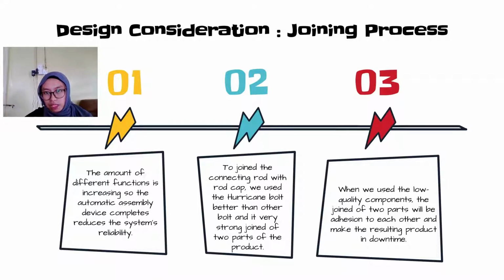For the design consideration of high quality components, to join the connecting rod with the rod cap, we use the hurricane bolt, which is better than other bolts and makes a very strong join of the two parts of the product. When we use low quality components, the join of the two parts will weaken each other and make the resulting product suffer downtime.